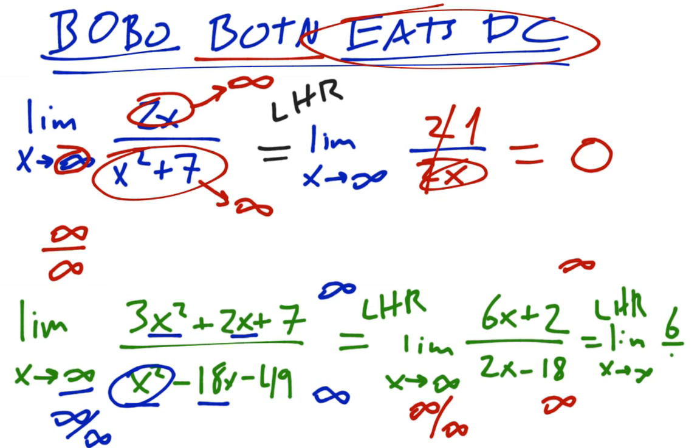I get 6 over 2, which now doesn't have any x's in it, so I can drop the limit, and 6 divided by 2 gives us 3. And 3 is the answer that we expected by dividing the coefficients from the Eats DC. So really, the bubble-bottom Eats DC is L'Hopital's rule, but only one application of L'Hopital's rule, because L'Hopital's rule can also work for exponential functions and that sort of thing. So hopefully this gives you a better sense of why Eats DC works.